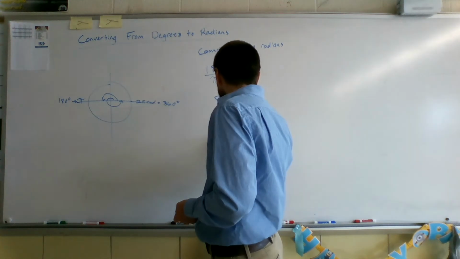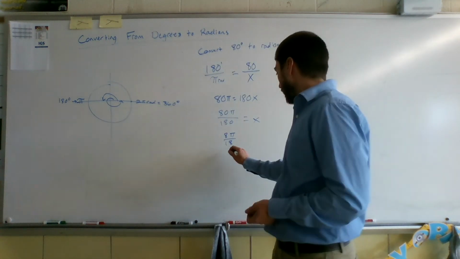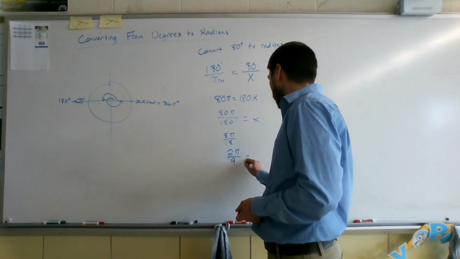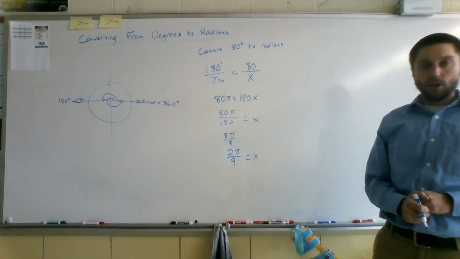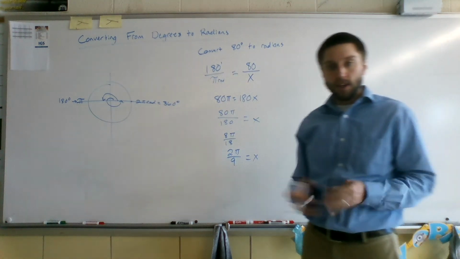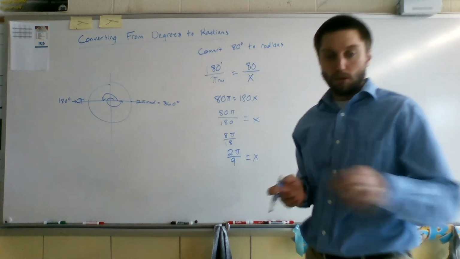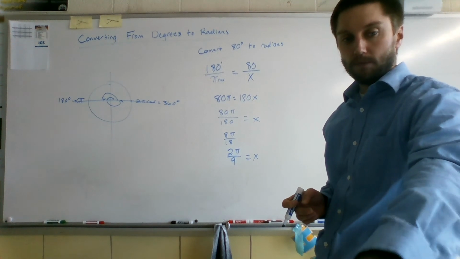Oh boy. So that'd be 8 pi over 18. Divide that by 2. So that'd be 2 pi over 9. Okay? So 80 degrees is the same as 2 pi over 9 radians. Again, make sure that they don't ask you for nearest tenth, nearest hundredth, or whatever. All right, let me clear the board and we'll do another couple of examples here.